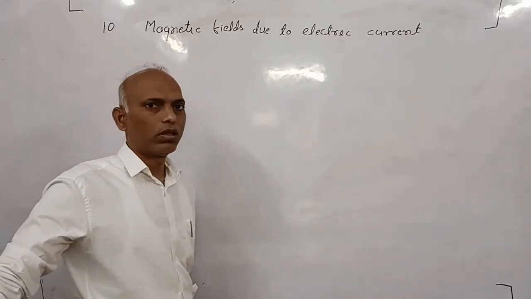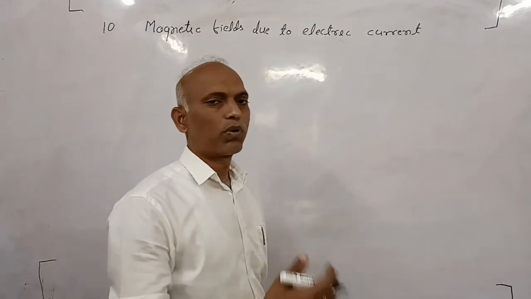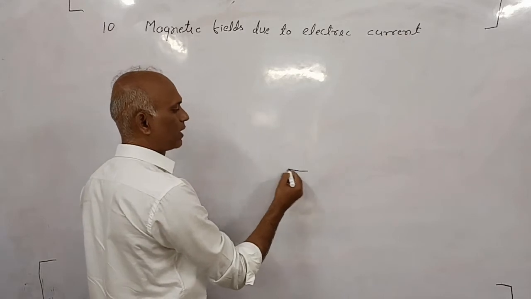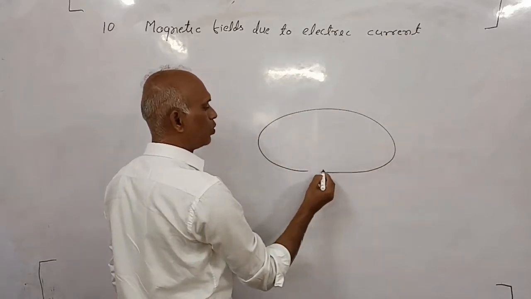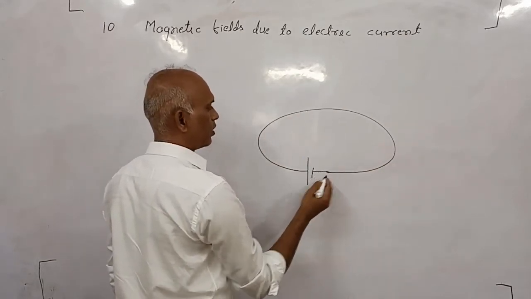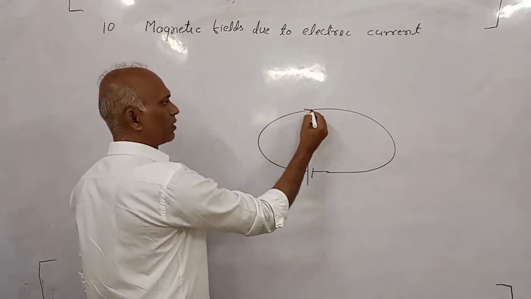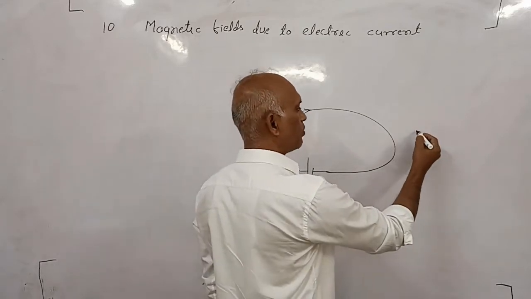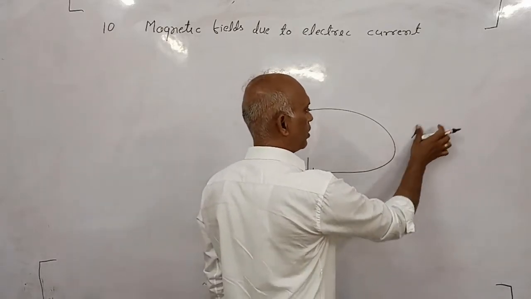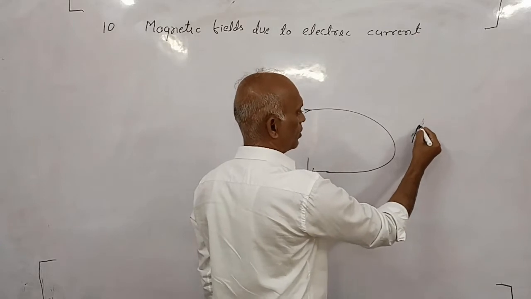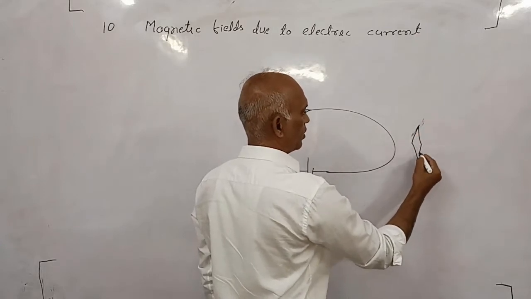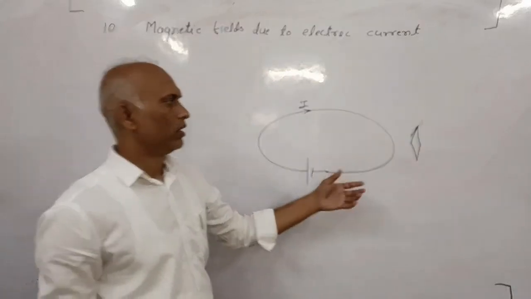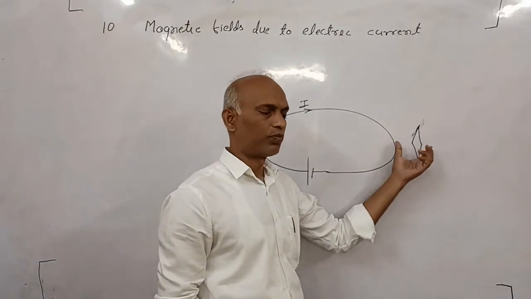He discovered this accidentally while performing an experiment in which he connected a wire to a battery. When an electric current passes through it, a magnetic needle placed around this current carrying conductor deflects.